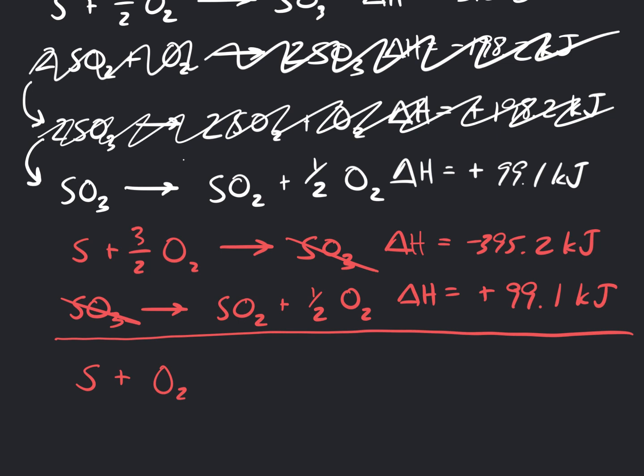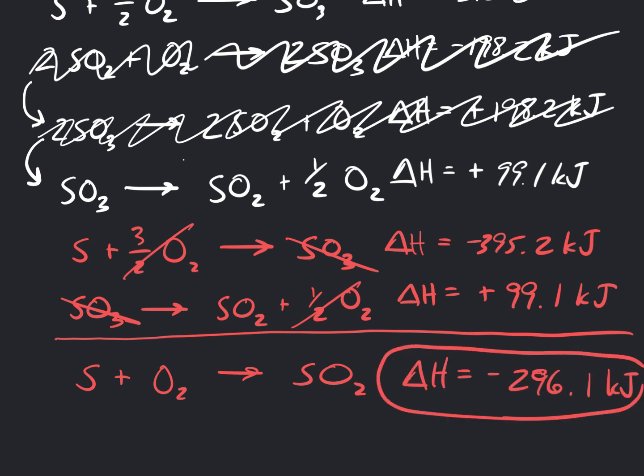And let's be consistent here. I'll cross those out because we did the math, and that'll set that aside. And then we've made SO2. So after the arrow, SO2. This was our goal reaction. This is what we were going for. And now all we have to do is add these two numbers. I'm going to add negative 395.2 plus 99.1. If I add those numbers together, I get negative 296.1 kilojoules.